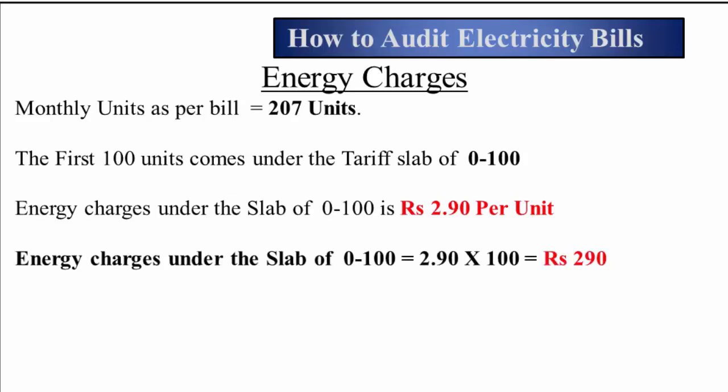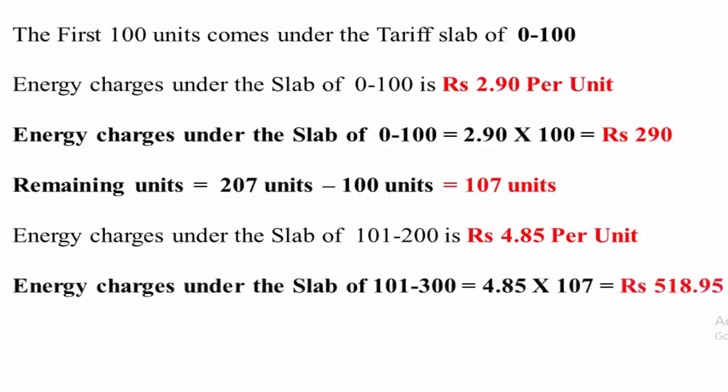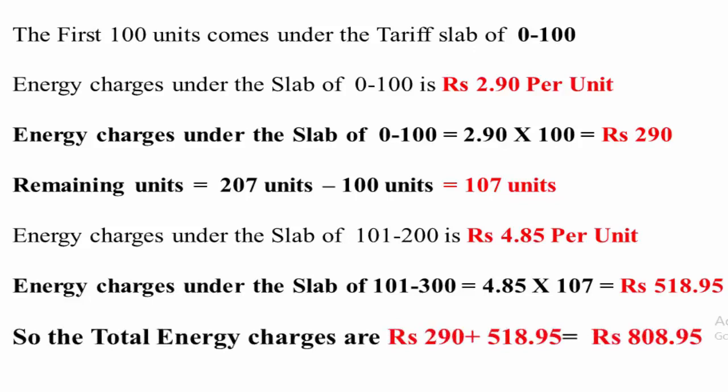When you deduct 207 minus 100, the remaining is 107. So when you put it under this slab, 107 into 4.85 becomes 518.95. So when you add 290 plus 518.95, you get the energy charges of 808 rupees 95 paise. So this is the way they calculate your electricity bill.